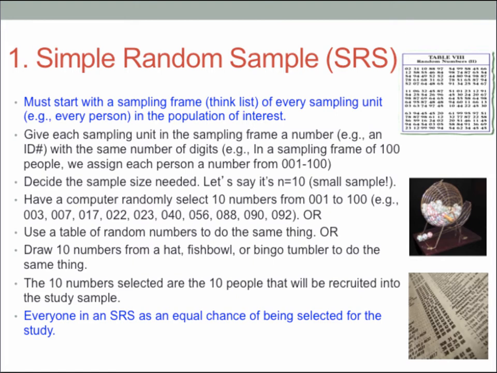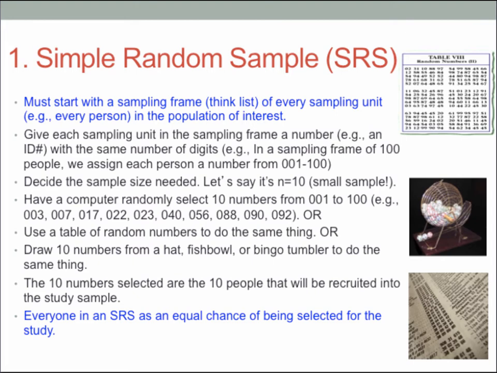And so what we would then do is we give each sampling unit in the sampling frame a number. For example, an ID number. Okay, Jane Doe, you're going to be 001, and every single person after you alphabetically, we'll just number numerically. And so we just number them and assign each person a number. Then we decide the sample size that we need. Let's say we need a small sample, a sample size of 10 people.